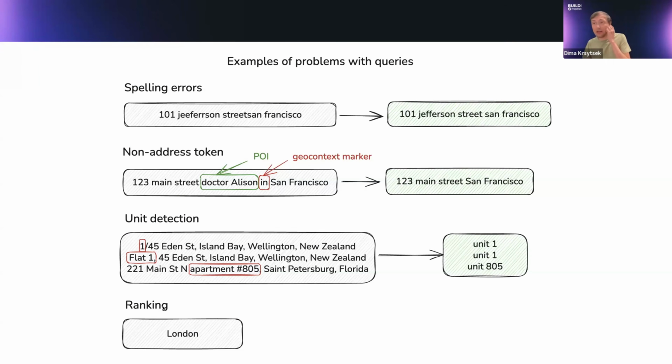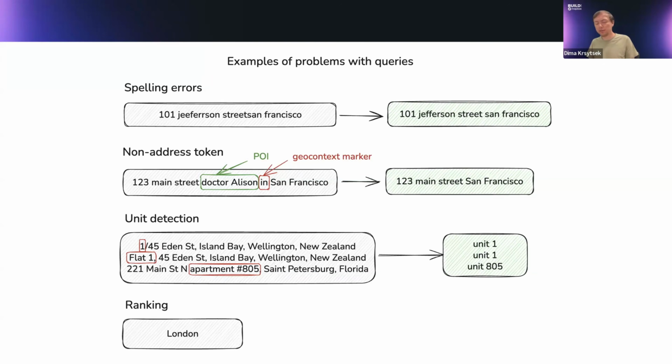Let's talk about problems that we have and that we're trying to solve with our ML initiatives. First problem, and it's the biggest problem, is spelling errors. When people type addresses, they can mistype something. As we see in the first example, they can, for example, forget to add a space between street and the next word, and it's a huge problem for the engine to recognize this type of problem.